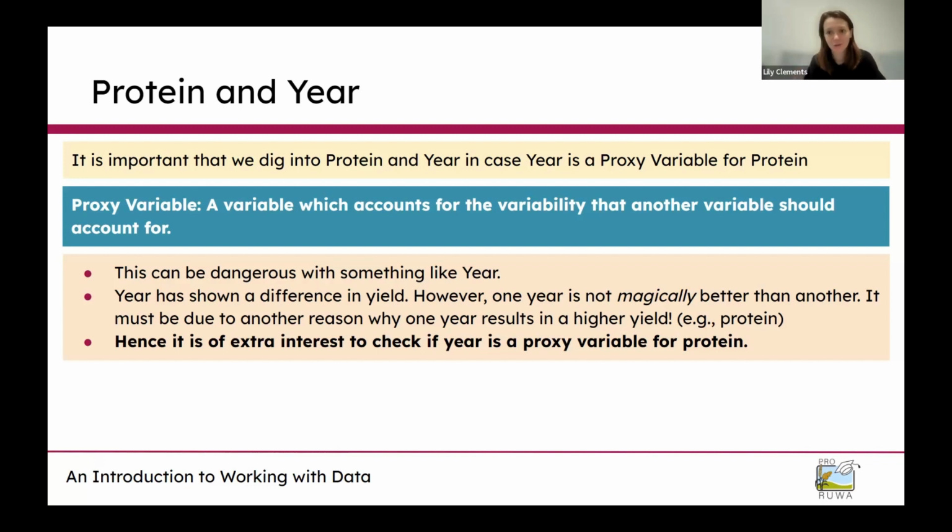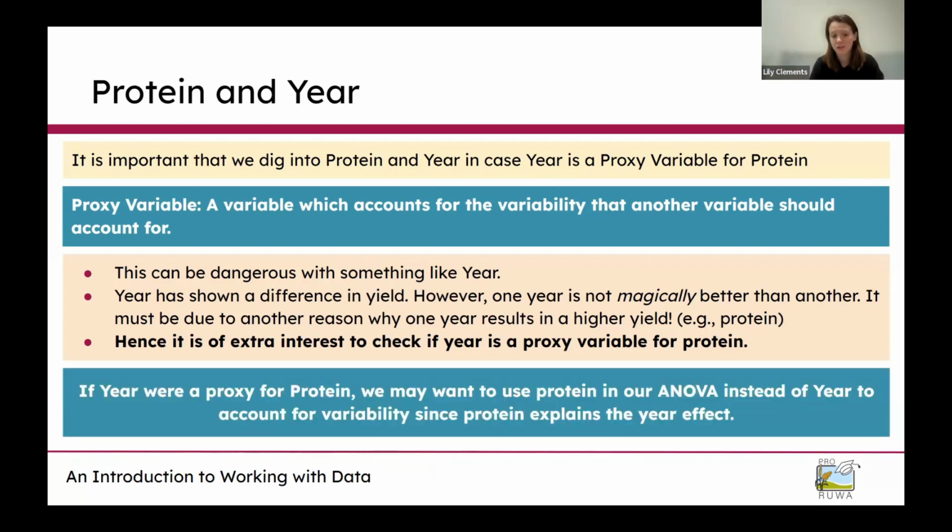For example, protein. It might be that for a particular year, we had particular protein levels. It could be for 1970, we had really high protein levels. And then because of those high protein levels, that meant that we had a much lower yield that year. So it is important to check these things. If year were a proxy variable for protein, we may want to use protein in our ANOVA instead of year to account for variability, since protein explains that year effect.